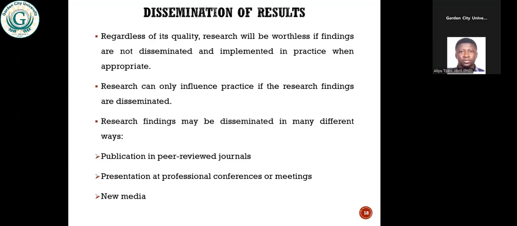So finally, research has little value if the results are not shared or they are kept hidden.